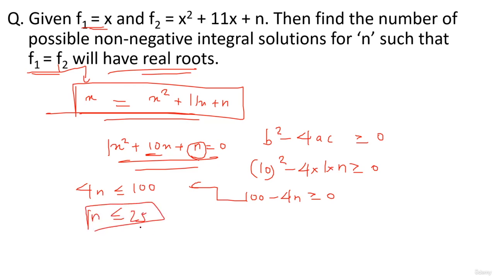Many people, since it says how many possible non-negative integral solutions, directly say the answer is 25 solutions exist, but that answer is not correct.